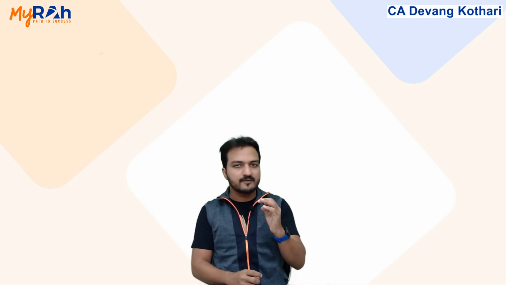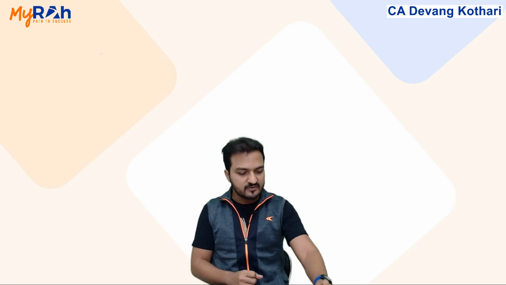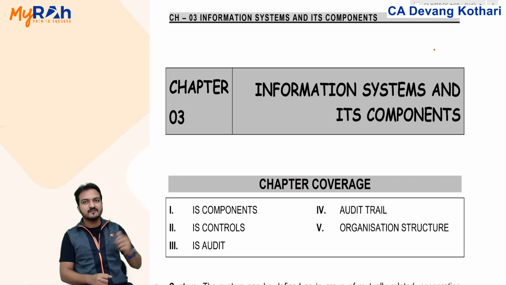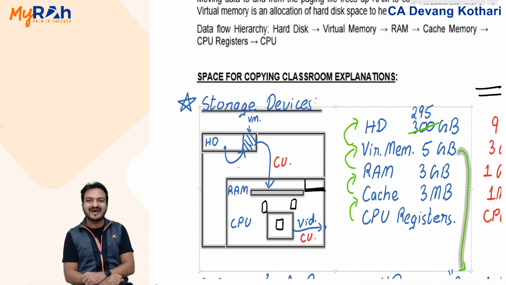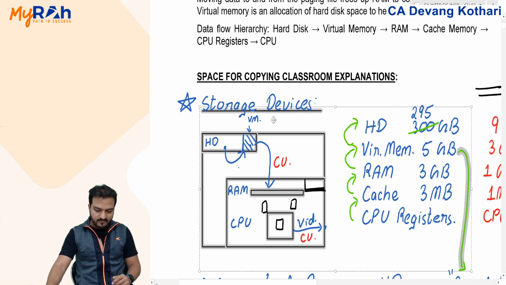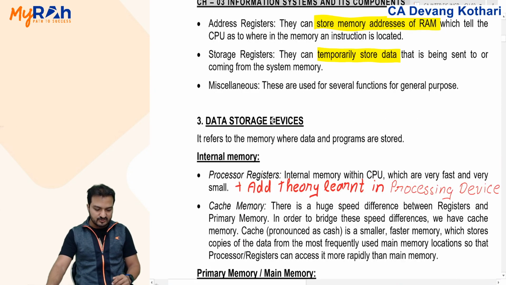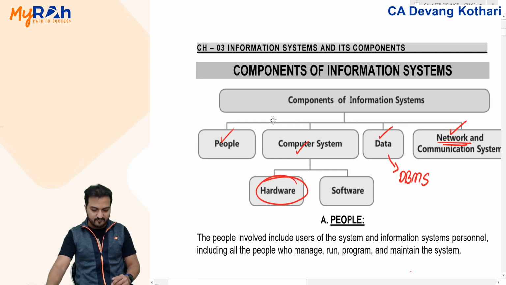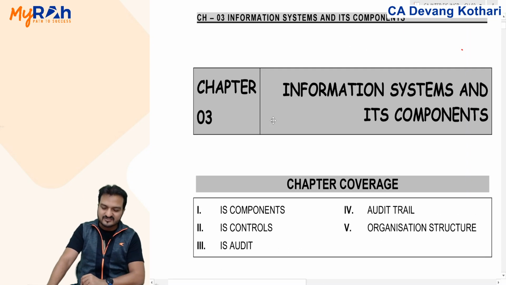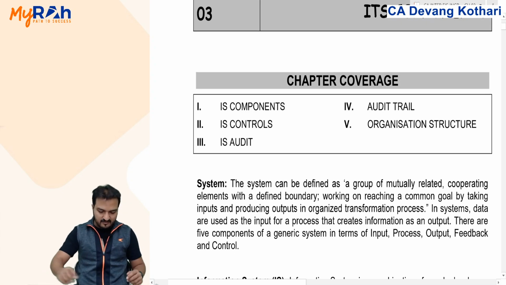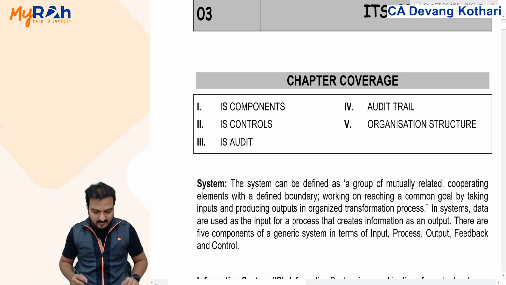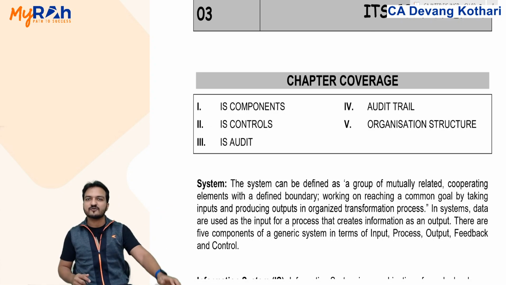Well, the first chapter we had started was chapter number 3, that is information systems and its components. So we'll be starting with the revision of this chapter first, that is information systems and its components. Now, what was there in this chapter? Well, first of all, the basic coverage of the entire chapter. In this chapter, we covered total 5 topics like these.